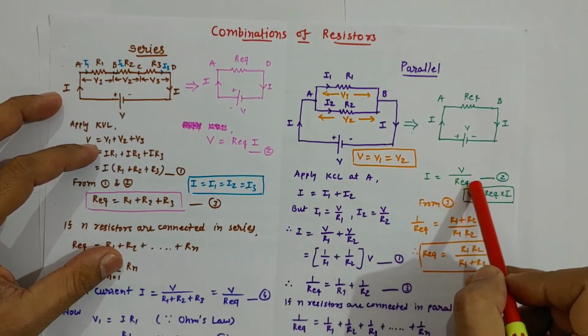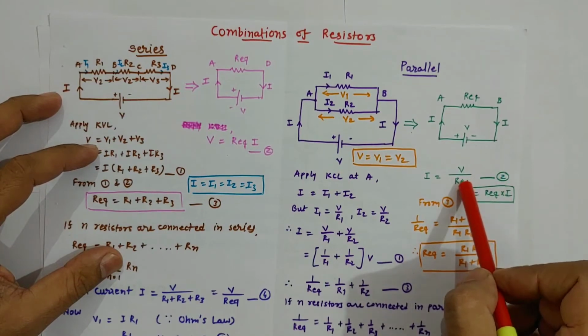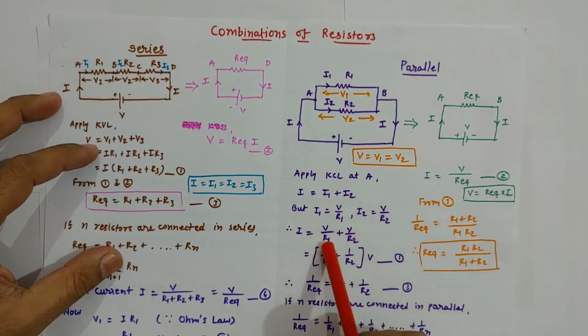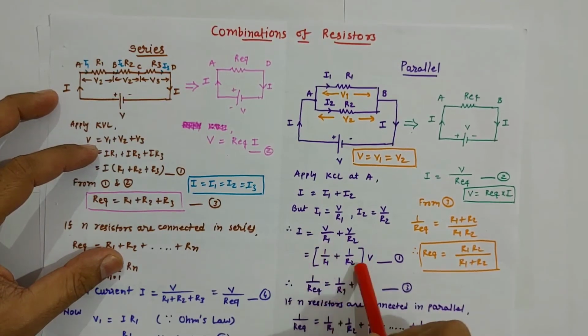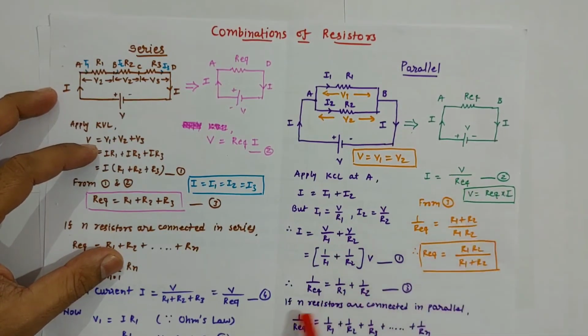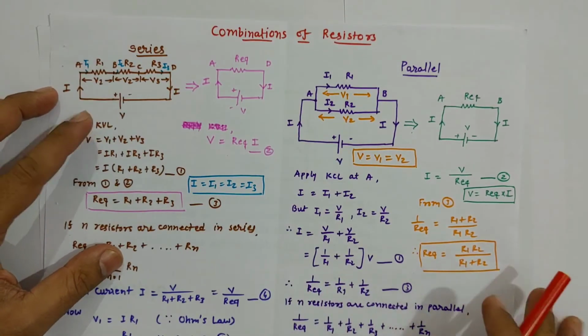Here we have 1 by R equivalent multiplied by V. Here we have (1 by R1 plus 1 by R2) multiplied by V. So these two should be equal. So we can write 1 by R equivalent is equal to 1 by R1 plus 1 by R2. This is our equation number 3.